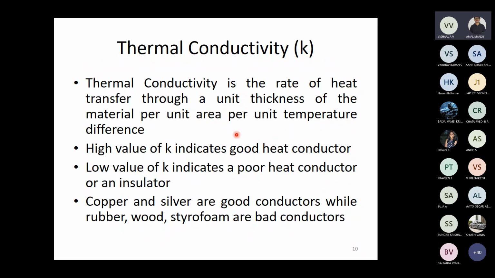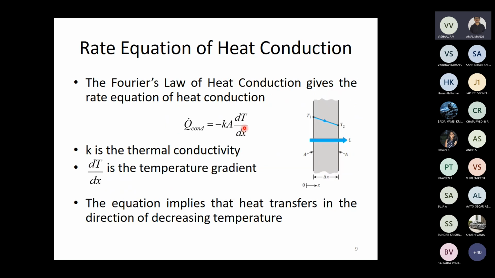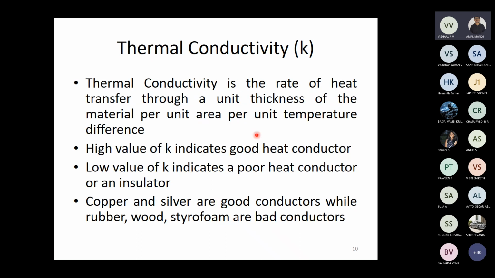Thermal conductivity is the rate of heat transfer through a unit thickness of material per unit area per unit temperature difference. So this is how we define it. That means dT is equal to 1, dx is equal to 1, and area is equal to 1. When that situation occurs, the thermal conductivity will be equal to the rate of heat transfer. That's what this implies. The high value of K indicates a good heat conductor.